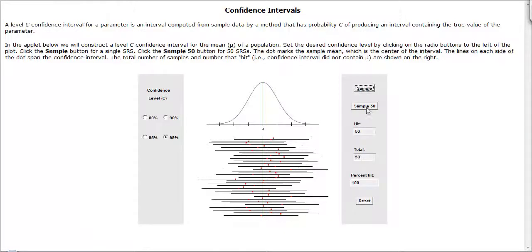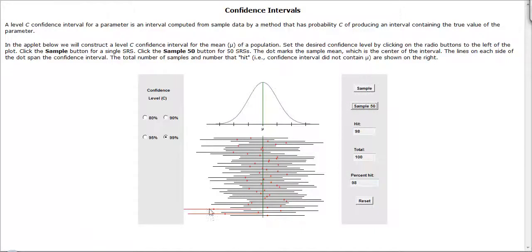If I generate another 50 on top of this, we see that we have two intervals that did not intersect this line. So after 100 samples, my percent hit is 98. My confidence level is 99, and these are relatively close. And this is the idea of the confidence interval: when you generate many samples, the percentage of those intervals that hit an estimate should be reflected in the confidence level itself.